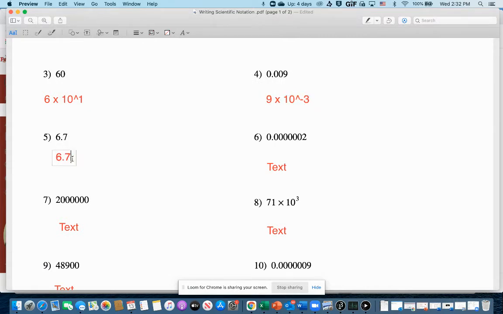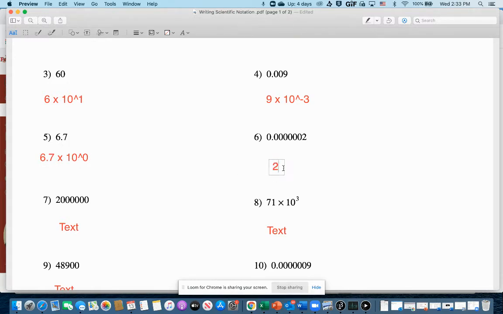6.7. That already has a 6 in the 1 spot, so I'm going to go ahead and do times 10 to the power of. I still need to do times 10 though. So 6.7 times 10 to the power of, well, how many times did I move it? I didn't. So that's going to be to the 0th power here. You need to remember that 10 to the 0 is just equal to 1. So 6.7 times 1 is still 6.7.